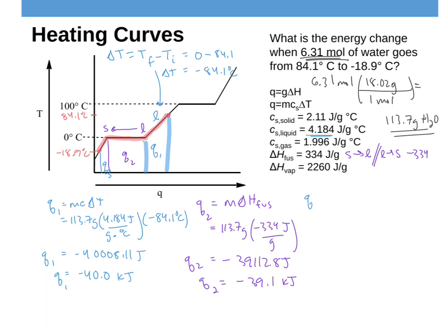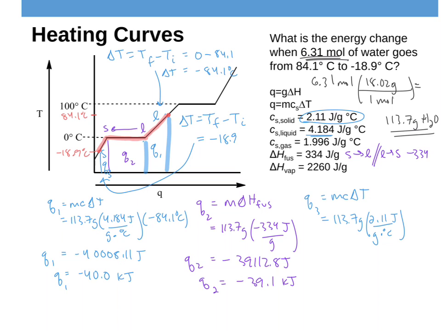And then I have to do the last one. We're almost done. Q3 equals mc delta T. Mass is still 113.7. The C, now we're a solid. Since we have a solid, I'm going to use the heat capacity when it's a solid, which is 2.11. And then my delta T for here, remember it's still T final minus T initial. The final temperature is negative 18.9, and the initial temperature was 0. So my delta T again comes out to be a negative number. It's just negative 18.9.